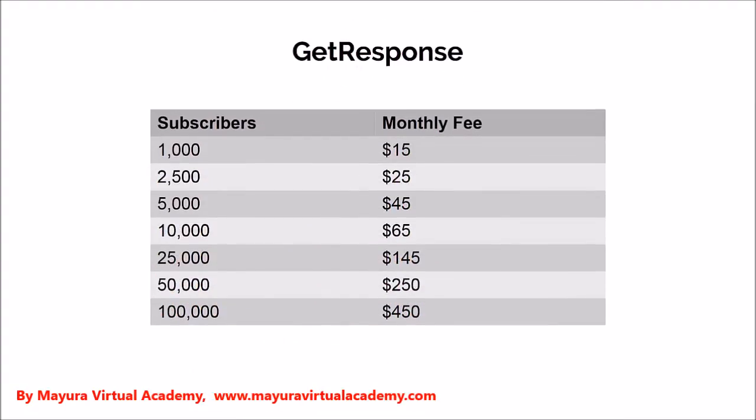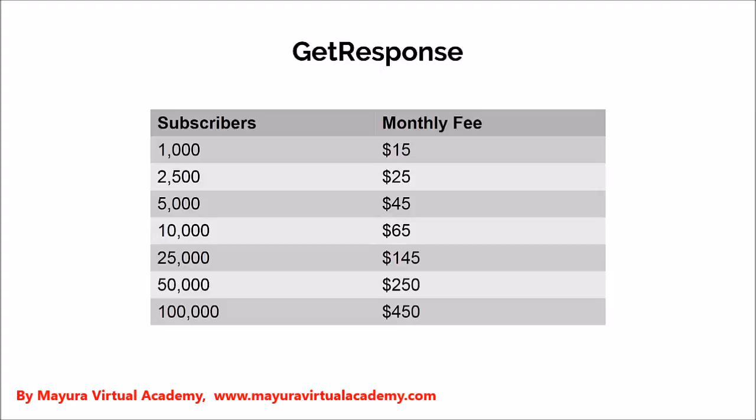GetResponse, on the other hand, has another fee structure, and theirs is sort of similar to Mailchimp. For 1,000 subscribers, it'll cost you $15 a month. Then it goes up right the way up to $450 if you've got 100,000 subscribers. So as you can see, the right choice for you will likely depend on how big you expect your mailing list to grow and how quickly.